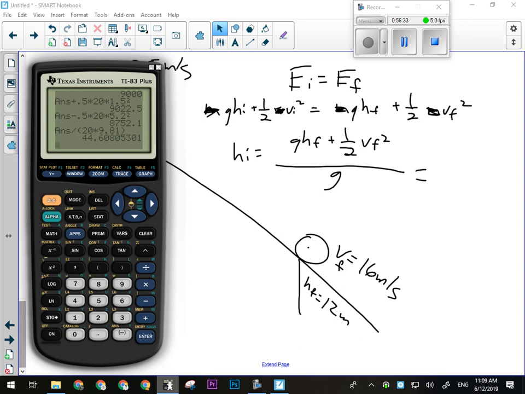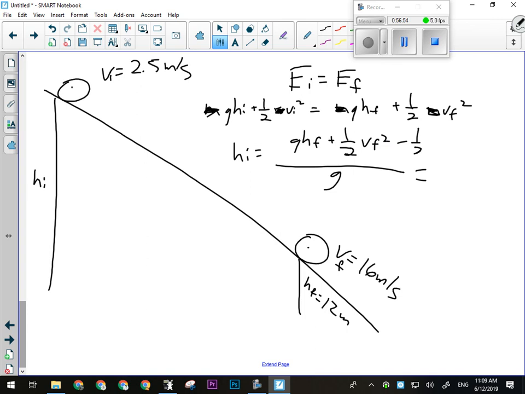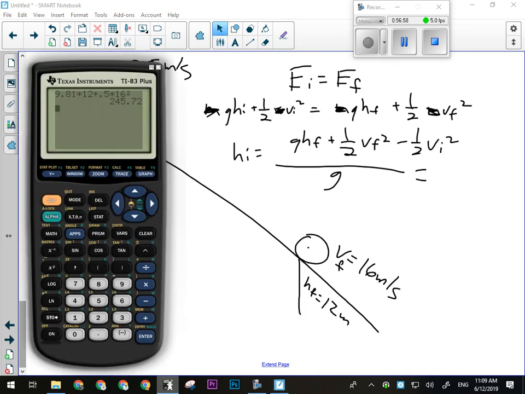Okay, so 9.81 times 12 plus 0.5 times 16 squared. Oh, sorry, I forgot to subtract that over. You're right. I can still do that. Wow, can't believe I missed that. 1/2 v initial squared. And all right, so minus 0.5 times 2.5 squared.